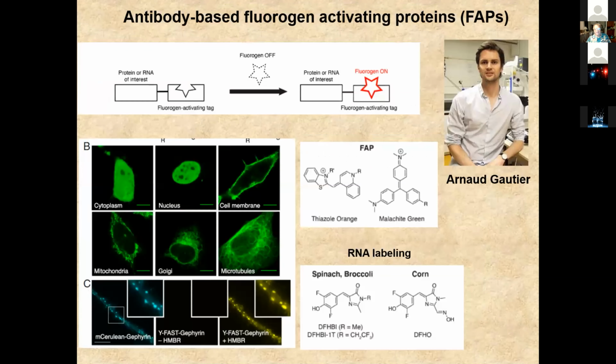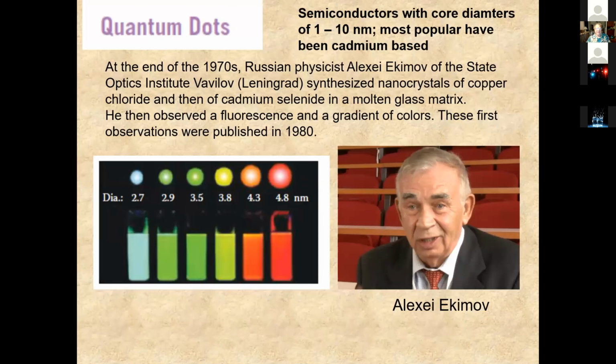And I like these fluorogen-based probes by Gautier, and the papers describing these are in your PDFs, I believe. And he attached sort of a little antibody type molecule to whatever probe he wants, attached that to the protein of interest, then the fluorogen doesn't light up until it binds to that.